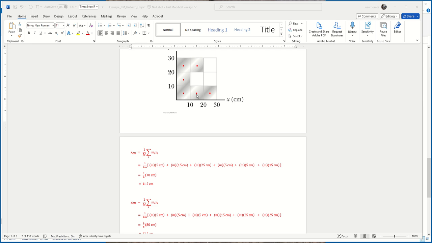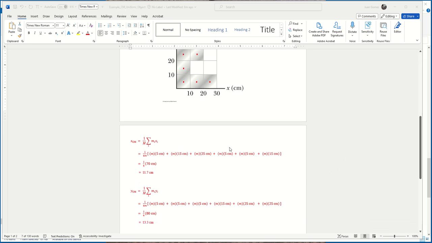This is 1, 2, 3, 4, 5, and 6. So again, x1, the x coordinate of square 1, x2, the x coordinate of square 2, etc. Likewise for the y's: y1 is the y coordinate of square 1, y2 is the y coordinate of square 2, etc. So let me do it again.